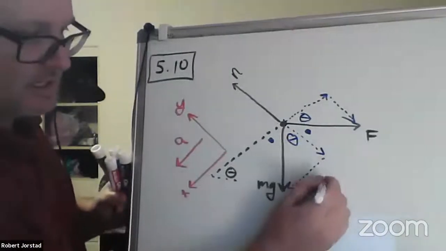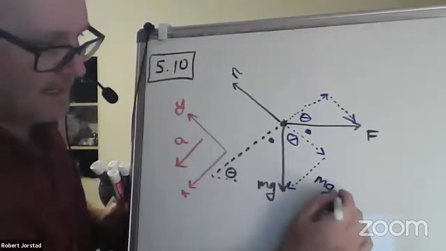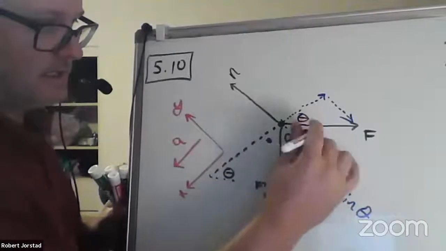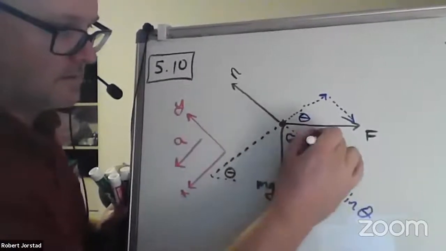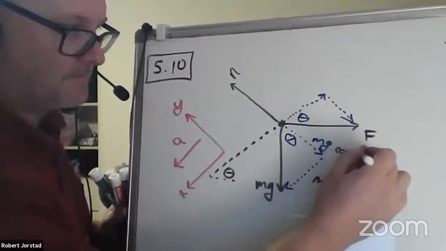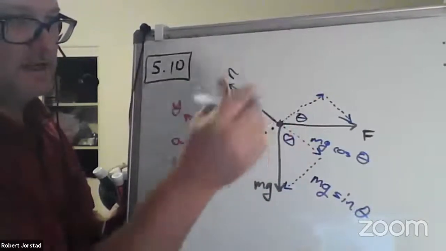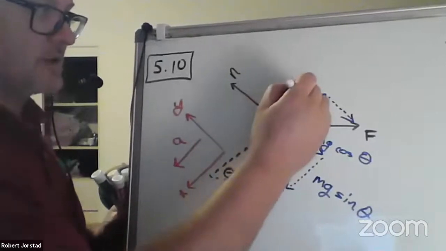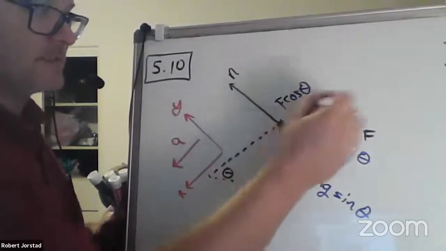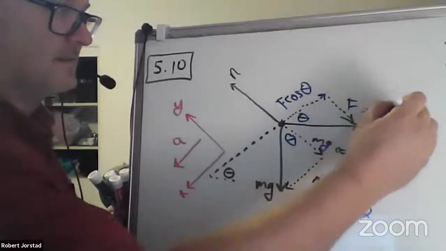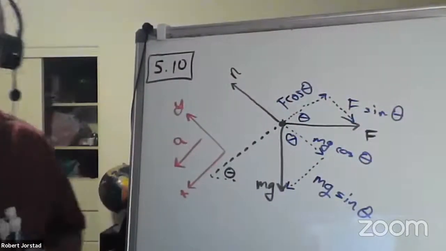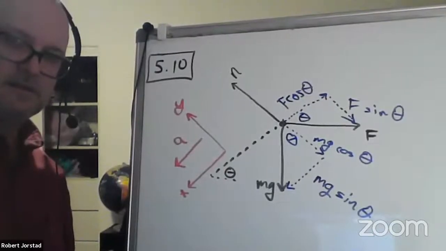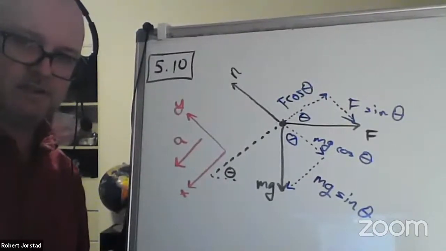This is mg sine. This is mg cosine. Up here, this is F, that's the magnitude, times adjacent cosine. Opposite F. So I'm going to pause for a second. That's how you get the size of those components. Any questions?